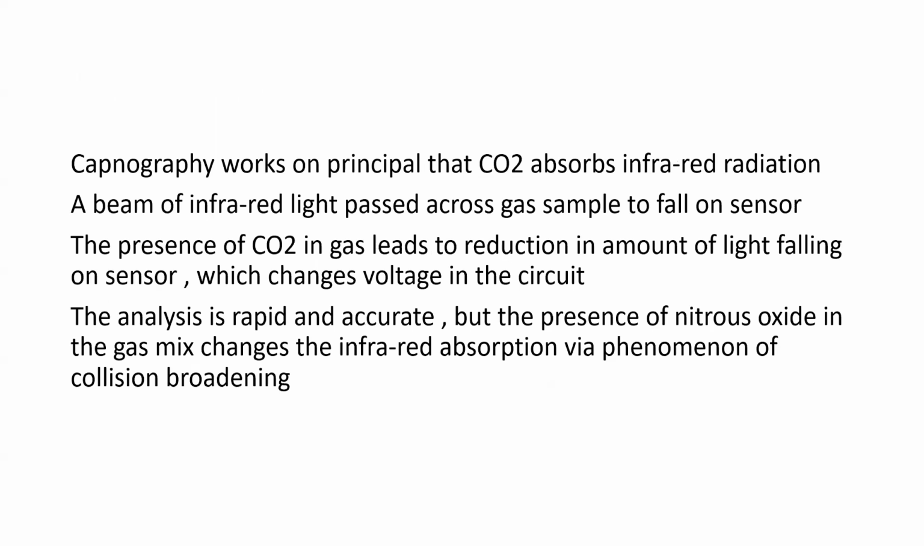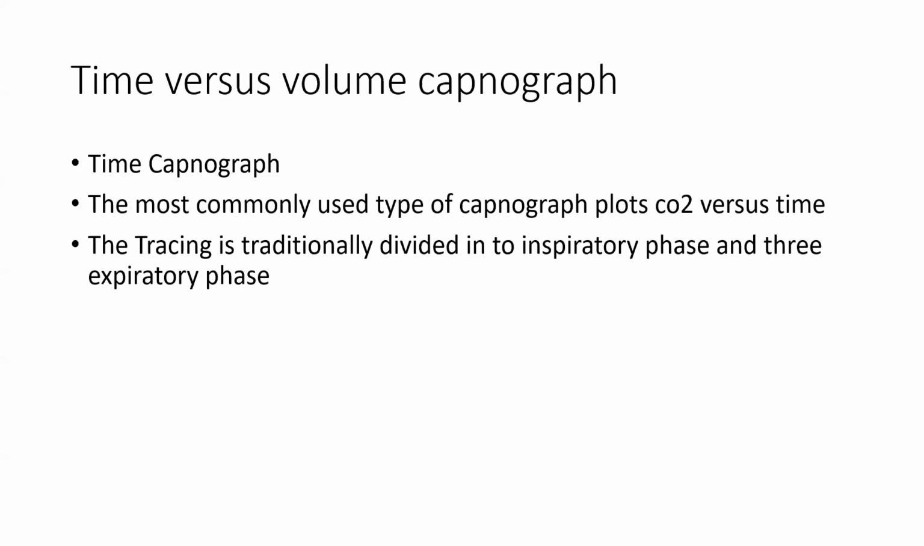Capnography works on the principle that CO2 absorbs infrared radiation. The beam of infrared light passes across the gas sample to fall on the sensor. The presence of CO2 in the gas leads to a reduction in the amount of light falling on the sensor, which changes the voltage in the circuit. The analysis is rapid and accurate, but the presence of nitrous oxide in the gas mix changes the infrared absorption via the phenomenon of collision broadening.